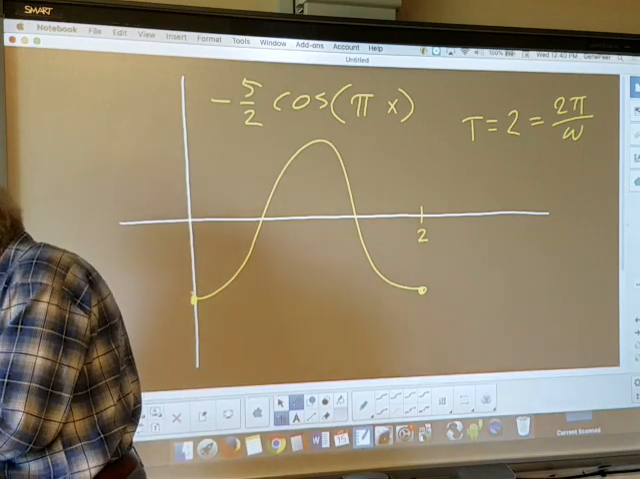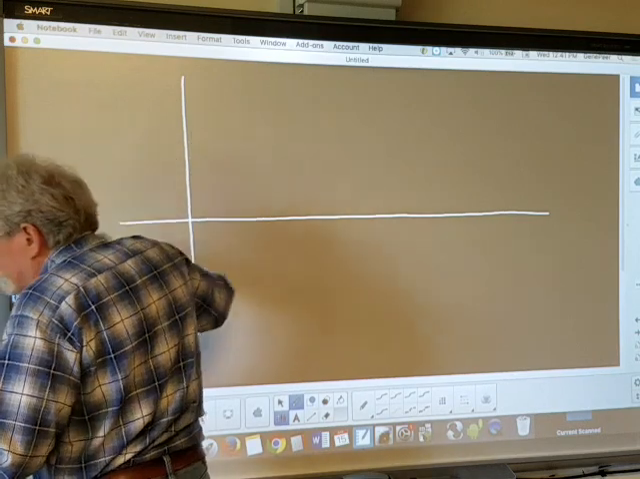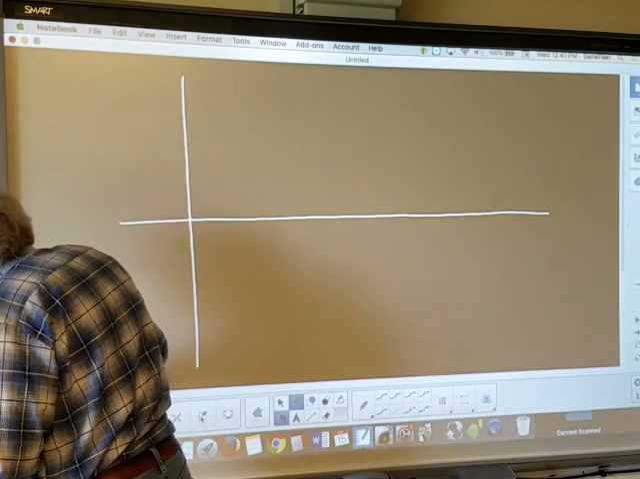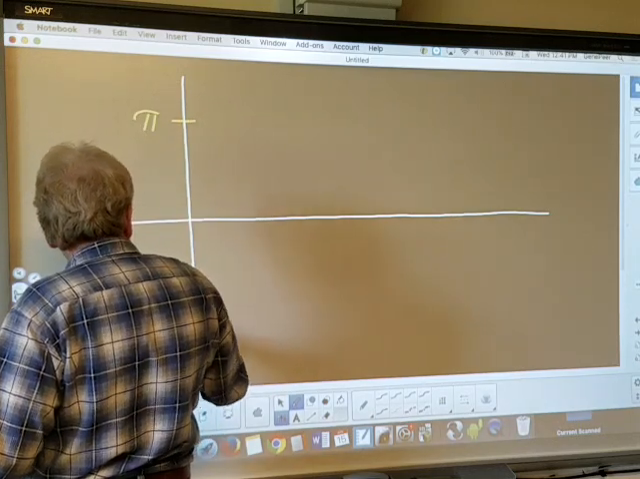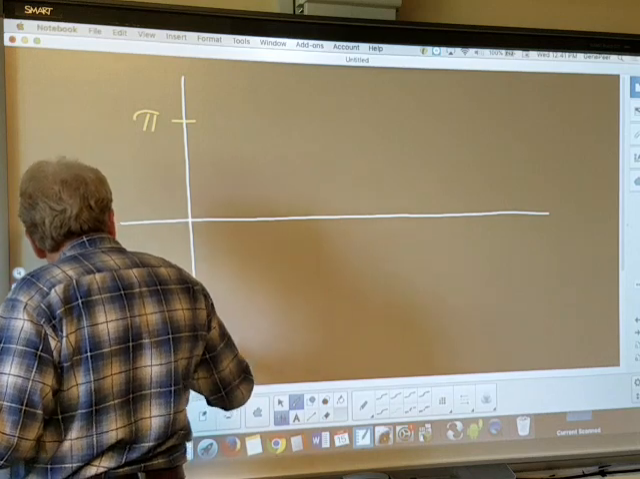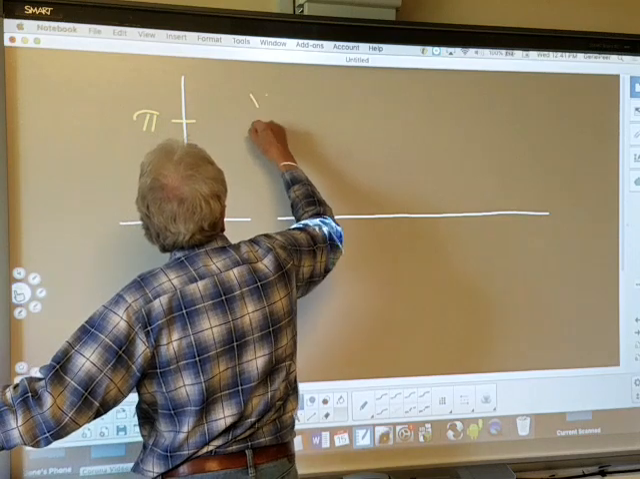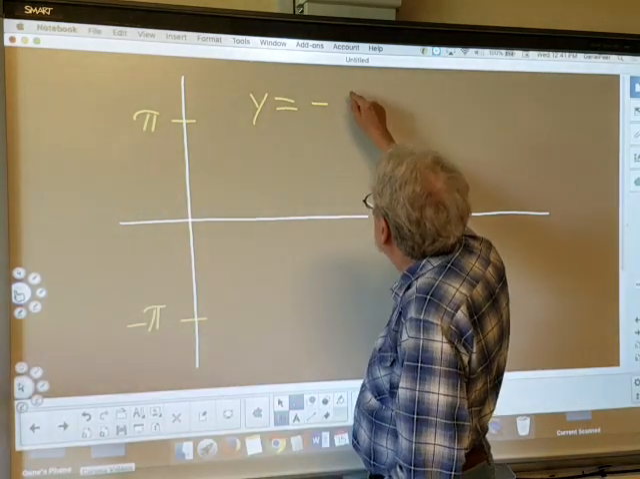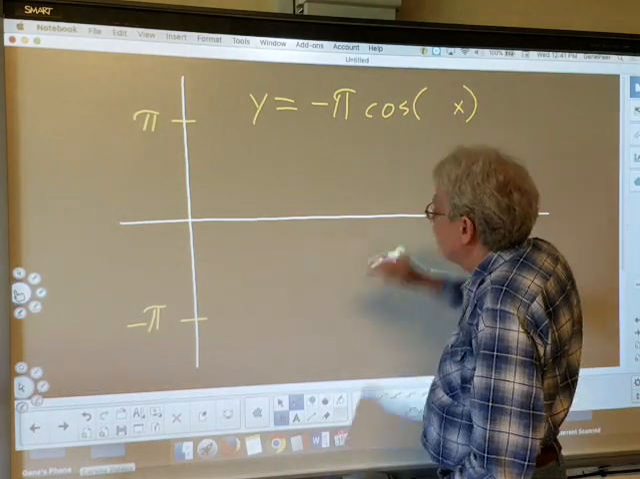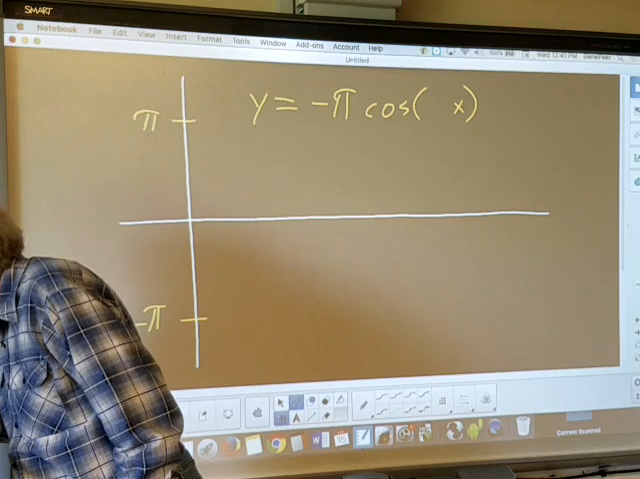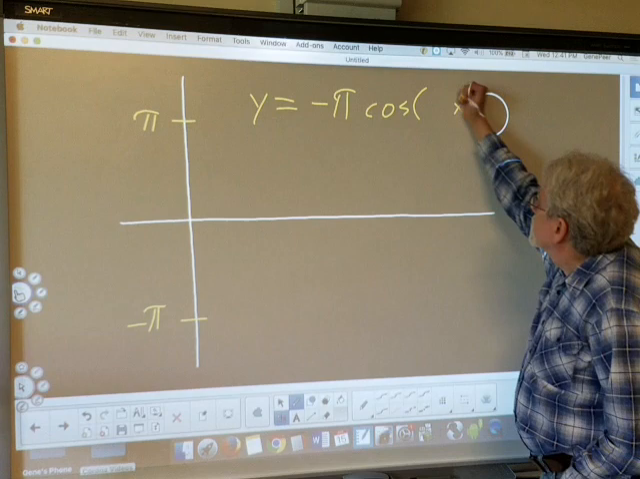Number 78. 78 is an interesting one. It has an amplitude of pi. It's going to go from pi to negative pi. And it's based on cosine, so it's going to be y equals negative pi times cosine of, and then we just need the period. Well, it repeats itself in the space of 2 pi, so that's just x.